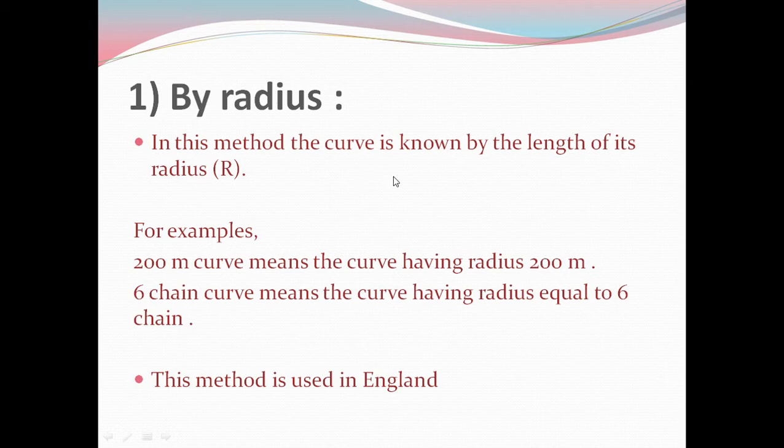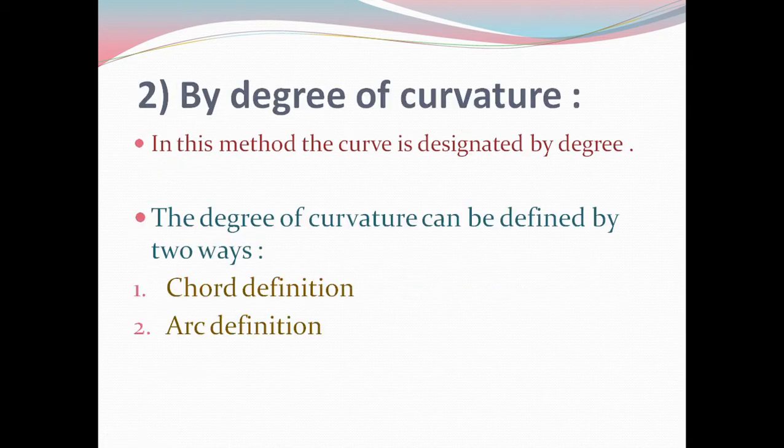First we will go for designation by radius. In this method, the curve is known by the length of its radius. For example, a 200-meter curve means the curve having radius 200 meter. A 6 chain curve means the curve having radius equal to 6 chain. It may be a 20-meter chain or a 30-meter chain. If you want to convert it into meters, 1 chain is equal to 20 meters, so 6 chain is equal to 6 into 20. This method is used in England.